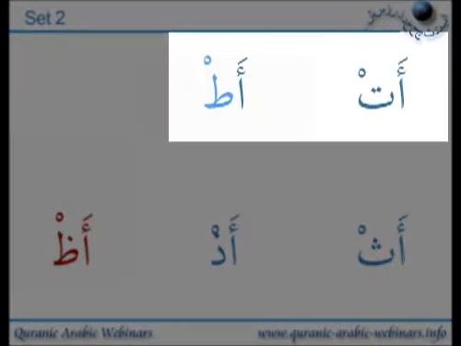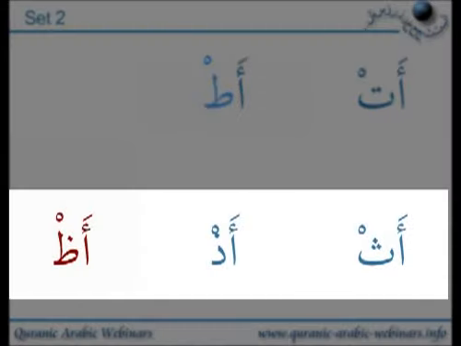The second set then, we have the ta and the ta. So effectively this is a tarqiq versus tafkhim version of the ta sound. The first one then is simply at, and you have to let a little bit of air through your teeth. And the ta is both tafkhim and it's qalqala, i.e. it's got a slight echo. So we have to differentiate between at, which is just normal, and at, which has the echo.